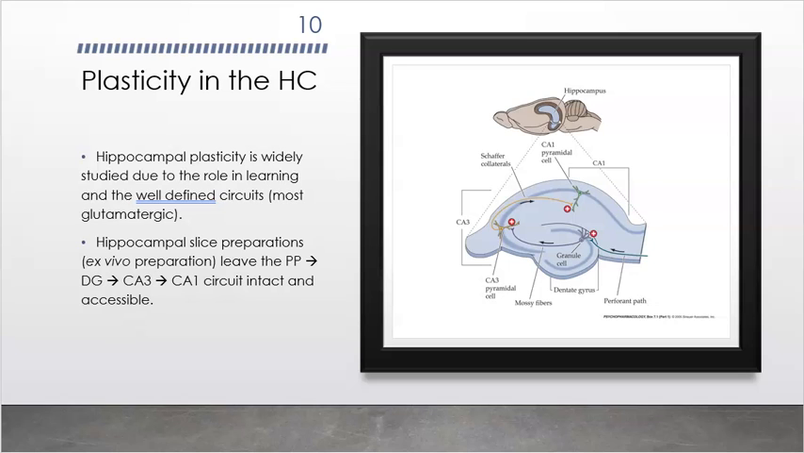So let's look at the plasticity in the hippocampus, where our learning and memory occurs. Obviously, because we associate the hippocampus with learning and memory, this is the part of the brain that's most commonly studied for this, and most commonly studied for LTP and LTD. This is actually a good area to study because a lot of the circuits and a lot of the synapses are glutamatergic.